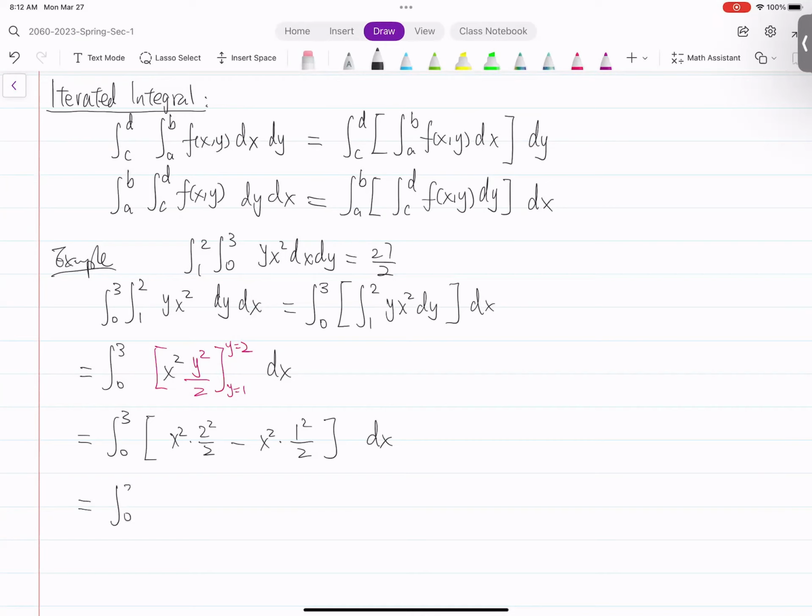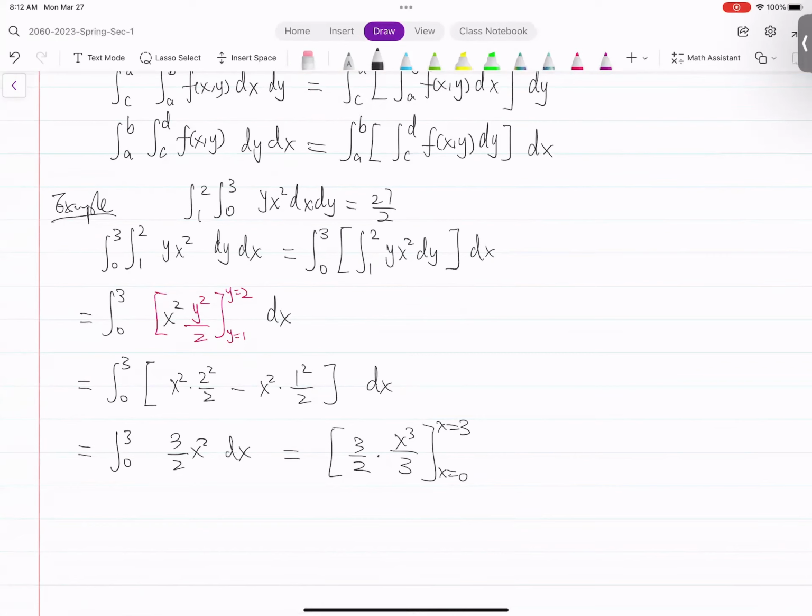It's going to be 3 halves x squared. Yes. Okay. And then you see, okay, this is another power function. This is x squared. So add 1 and divide. It's going to be 3 over 2. It's a constant multiplier in the front. And then it's going to be x cubed over 3 multiplying. And then we're going to evaluate. So this is the antiderivative, right? And we're going to evaluate at x equals 0 and x equals 3. So if you are killing off the constants, this is x equals 3 over 2.